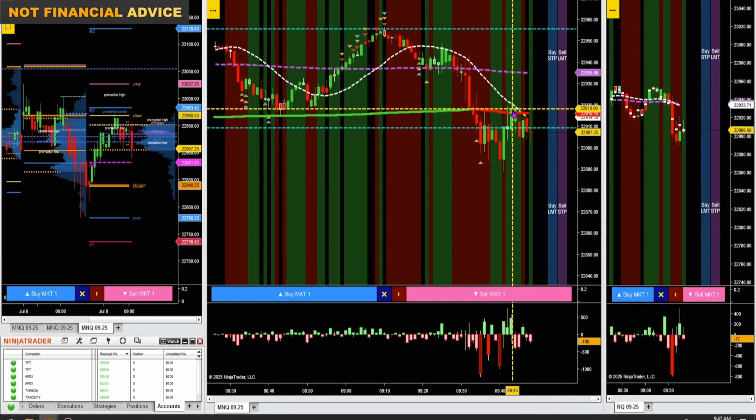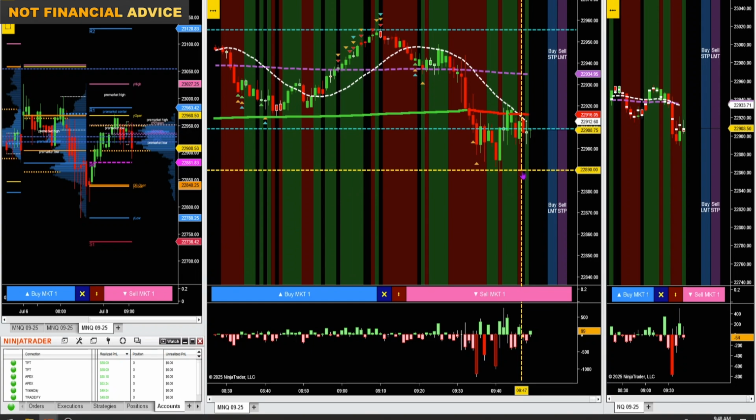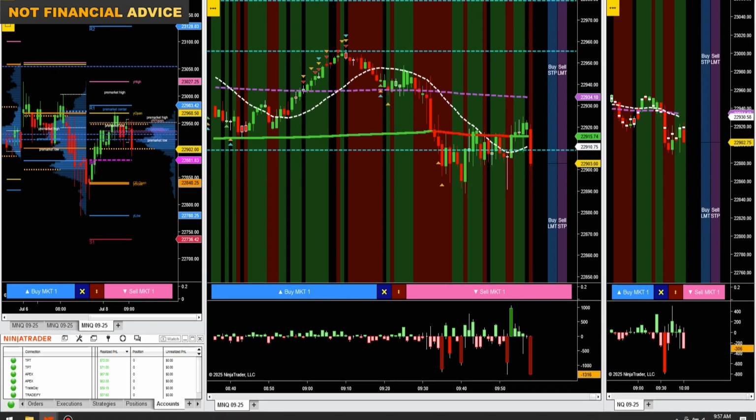Just been bouncing off of the 20 SMA and VWAP here. No major delta coming in. Just waiting for something exciting to happen. Just bagged another 5 points.